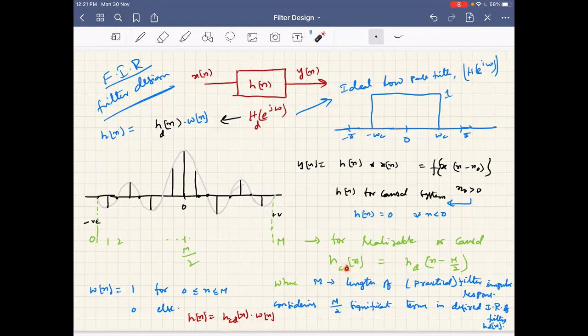Fine. Another question is, we are doing all these operations to make a realizable filter and to approximate the filter impulse response by a finite impulse response, like through a finite duration. However, we need to see what happens if we do all these modifications, that is, shifting in the time domain by m by 2, considering m by 2 significant terms of hd of n, and multiplying with w of n to make this finite. Two operations we are doing. One is to make the realizable filter, that is causal. Second is the windowing operation to make the finite impulse response.